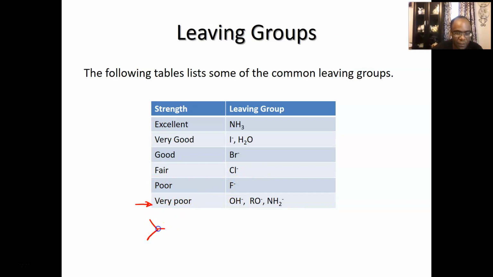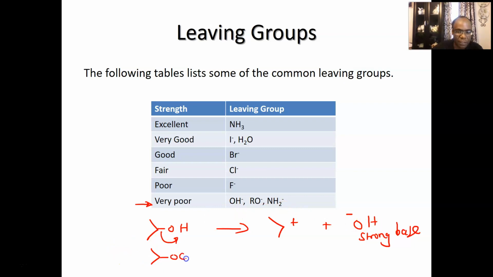So for example, let's say you have OH and you're pretending that the OH leaves to get the carbocation and OH minus. You know, hydroxides are strong bases. We said the conjugate base must be a weak base, not a strong base. So the same thing applies. If you have an ether, you get a plus sign, you get OCH3 minus. This is an example of OR minus. That's still a strong base.